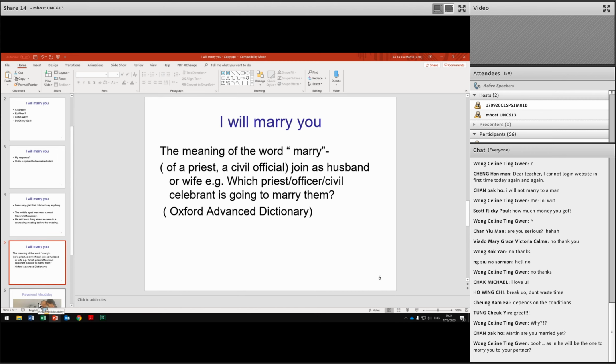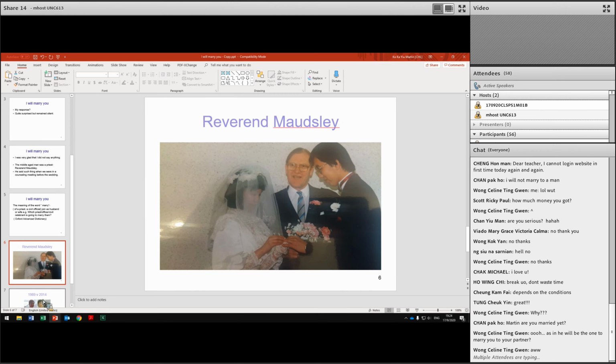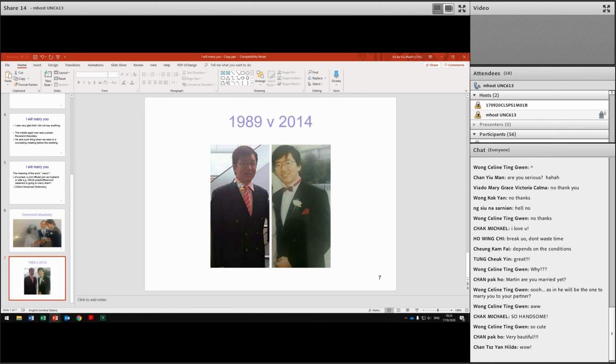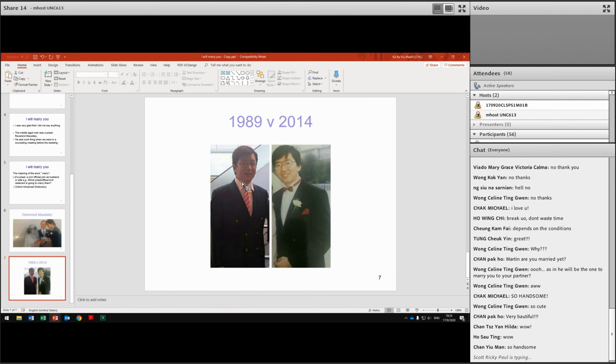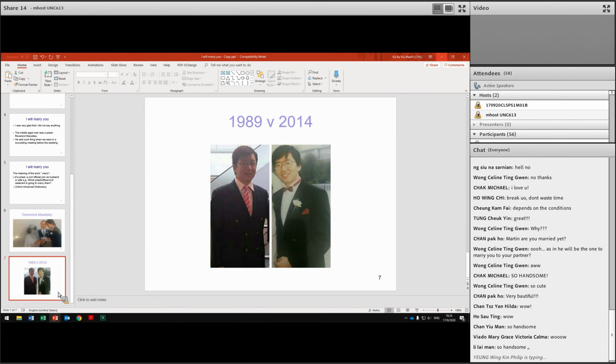And also, do you want to see Reverend Mosley? This Reverend Mosley, this one, this is me when I got married. This is my wife. See the difference between the time when I was married and what I look like in the year 2014, 25 years after the wedding. Still more or less the same. Hopefully.